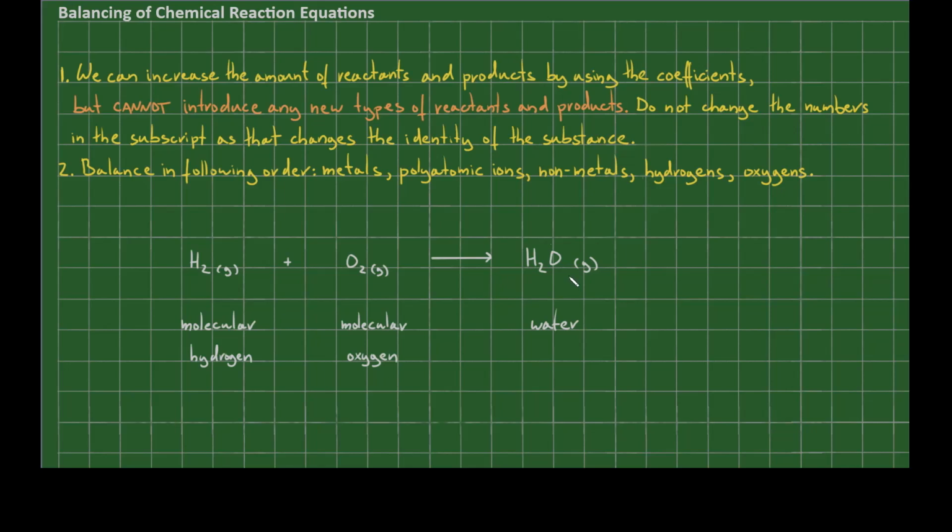A common mistake or a pitfall would be to write a 2 in subscript here. However, if I do that, I'm going against guideline number 1. I have changed the number in the subscript. What is more, I have changed the identity of this substance. H2O2 is not water, it is hydrogen peroxide. So we cannot do this.